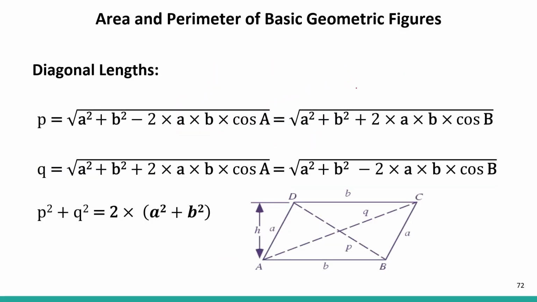So let's try to evaluate a formula to get the diagonal lengths of a parallelogram. If P is the diagonal, then P squared is equal to a square plus b square minus 2ab cos a. Okay, this will be the formula for the diagonal. That is actually equal to a square plus b square plus 2ab into cos b. And Q is equal to what? a square plus b square plus 2ab cos a, that is actually equal to a square plus b square minus 2ab cos b. So basically p square plus q square is equal to 2 into (a square plus b square).